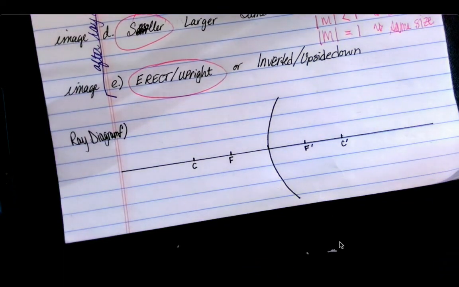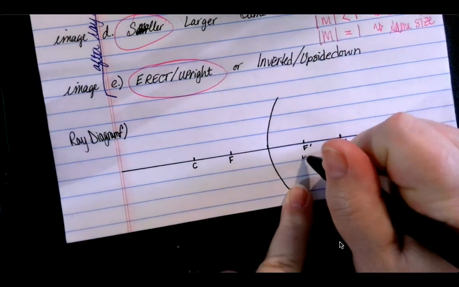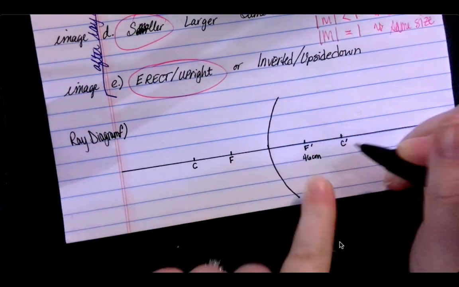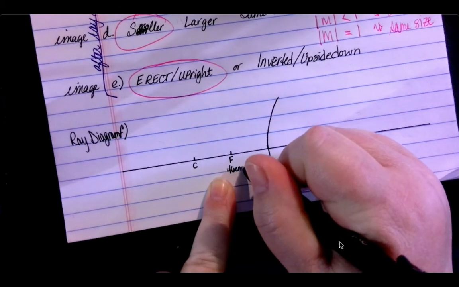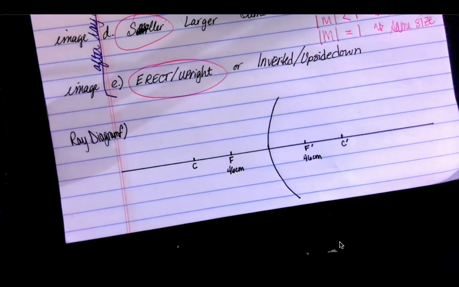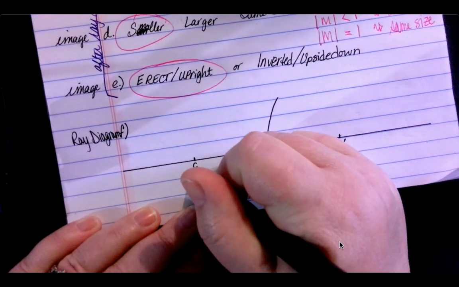We were told that the focal length is a negative 46, so the focal point is 46 centimeters behind the mirror. And the focal length is also 46 centimeters, so F is 46 centimeters in front of it. And then C is twice 46, which would be 92 centimeters.